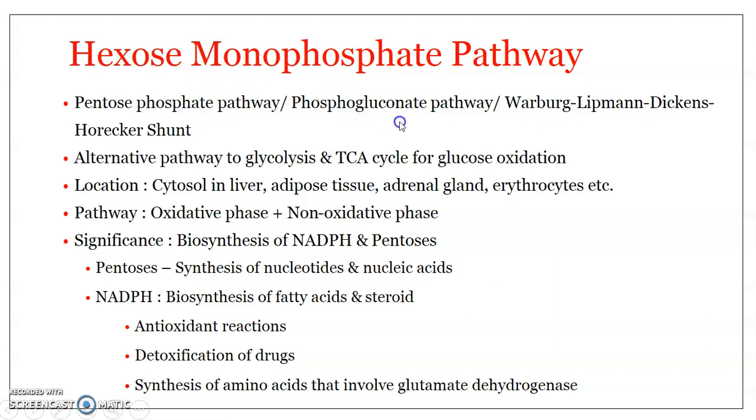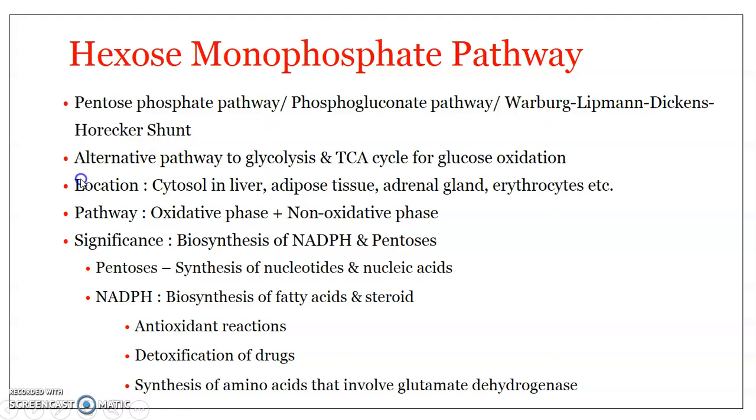Phosphogluconate pathway is yet another name for the pathway, because the first phase of the HMP pathway produces phosphogluconate as an intermediary substrate. Then, major contributions to the elucidation of the various reactions in the HMP pathway were made by Warburg, Lippmann, Dickens, and Horecker, and hence it is also named after these scientists. It's the Warburg, Lippmann, Dickens, Horecker shunt.